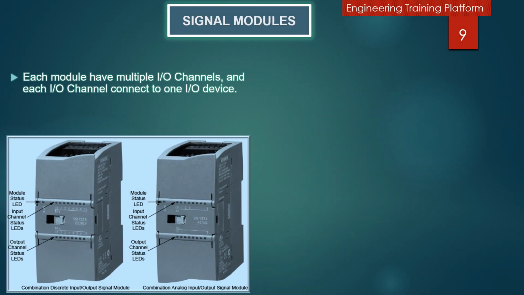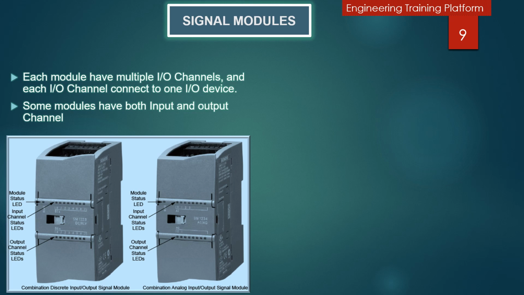Now friends, we will discuss the signal modules. Siemens PLCs have a variety of signal module types, and each module has multiple I/O channels, and each I/O channel connects to one I/O device. The number of I/O channels on a module varies with the module type, and some modules have both input and output channels. You can see in the picture two types of modules, one digital and another analog, and this is the combination of input and output for both analog and digital.